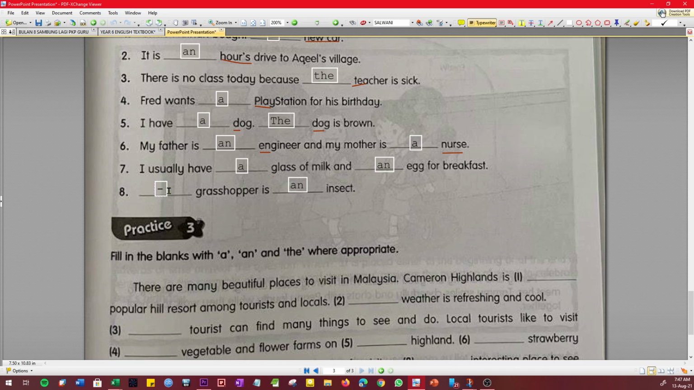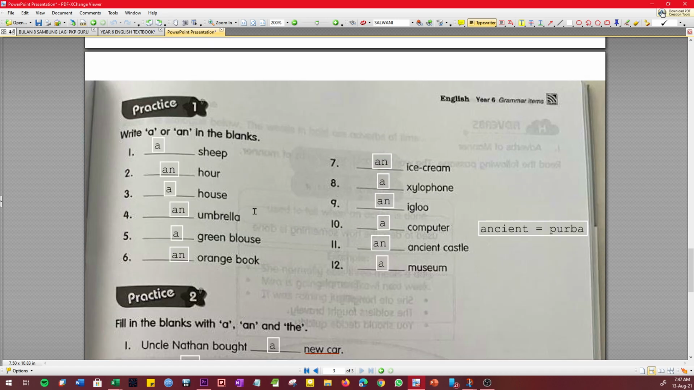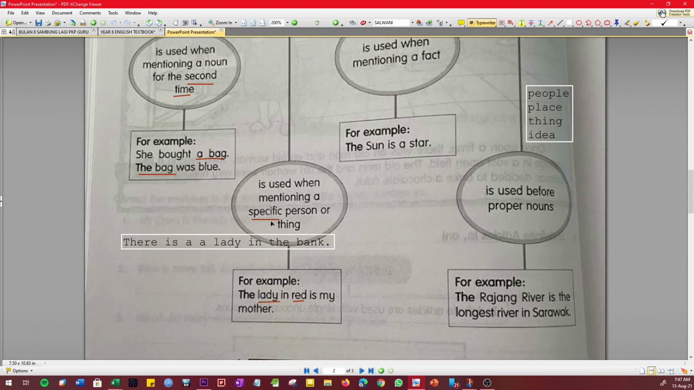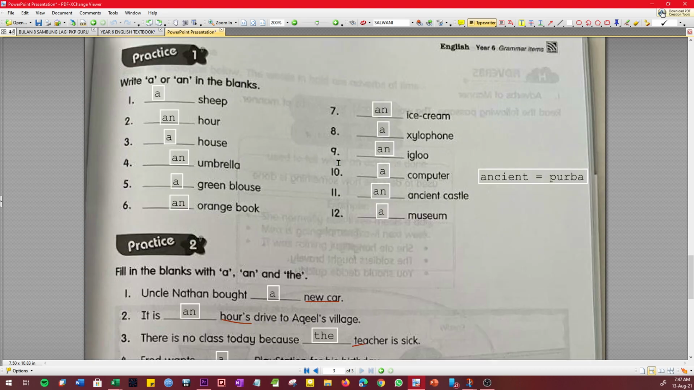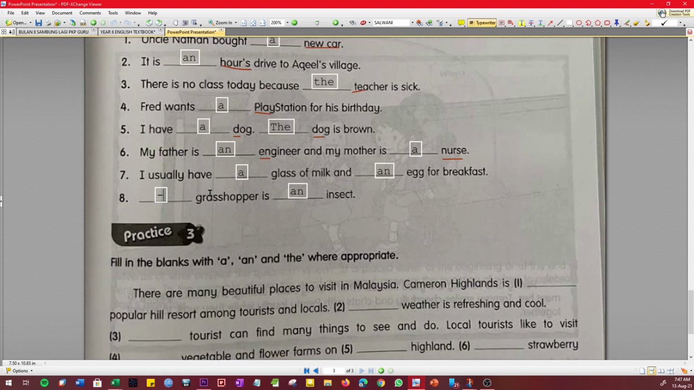Okay, I won't go to details into that. Okay, now. So, grasshopper is an insect. Why? Tak ada the. Sebab dia tak spesifik. Di sini peraturannya kena spesifik. Okay, the sun. Dia spesifik lah, sun. Spesifik. So, here it will be grasshopper is an insect. So, I want you to change this. The letter G.